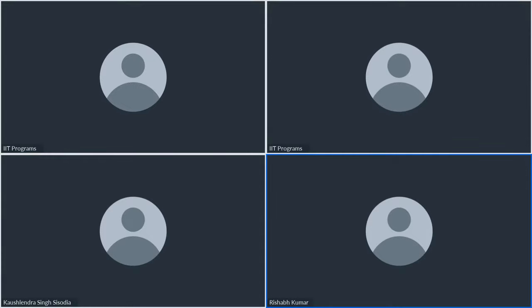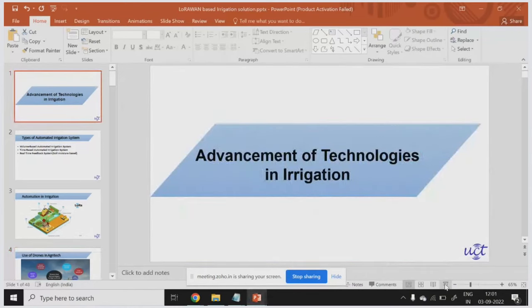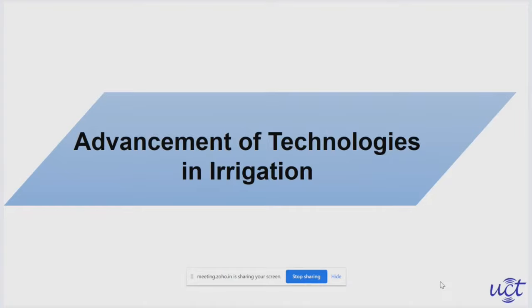Okay. Thank you, Kaushal sir, for your valuable inputs on the smart irrigation system. Now I will be covering how IoT and technology we are using in irrigation in order to make it smart, and also today's agenda, like how we are leveraging IoT in smart agriculture. So I think my screen is visible.